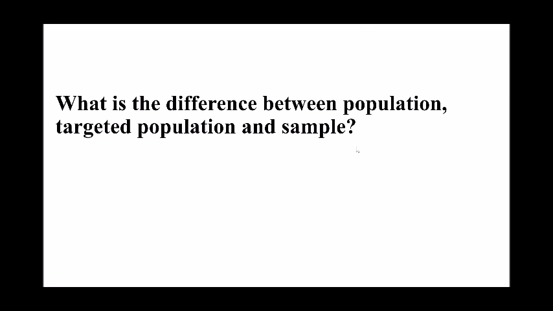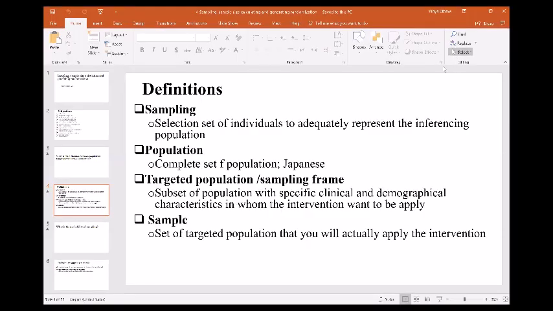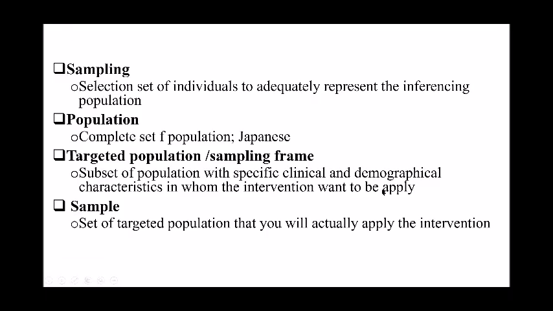You're absolutely right. So before we define the population, we will talk about sampling. What is sampling? Sampling is the selection of a set of individuals to adequately represent the population we want to make inferences about. While population is the complete set. There is no difference, all of them are included.